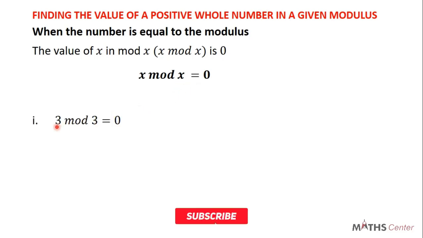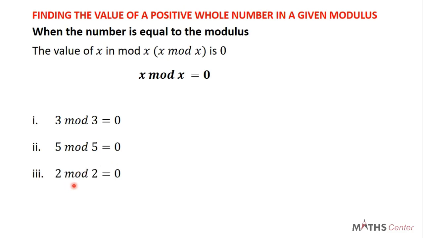For example, 3 mod 3 is equal to 0. 5 mod 5 is equal to 0. 2 mod 2 is equal to 0. And 13 mod 13 is equal to 0. So if the number is equal to the modulus, then the value of that number in the modulus is 0. So 3 mod 3 is 0, 5 mod 5 is 0, 2 mod 2 is 0, and 13 mod 13 is 0. If the number is the same as the modulus, then the value of the number in that modulus is 0.